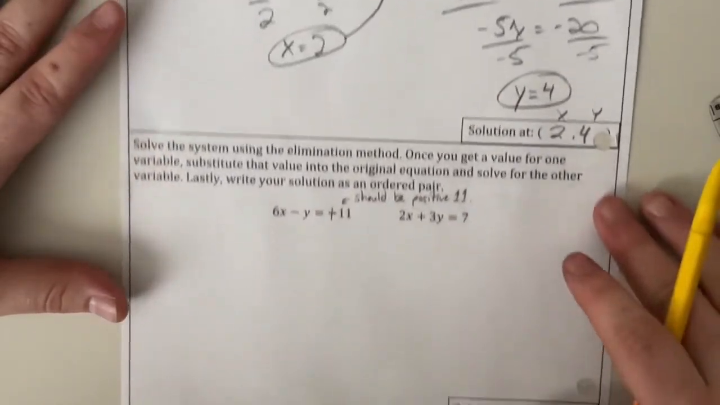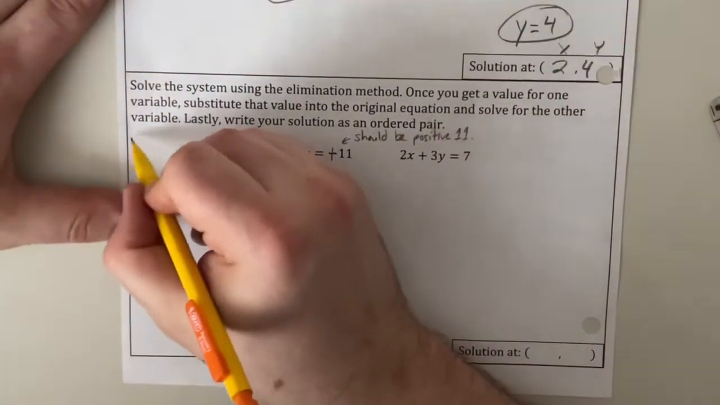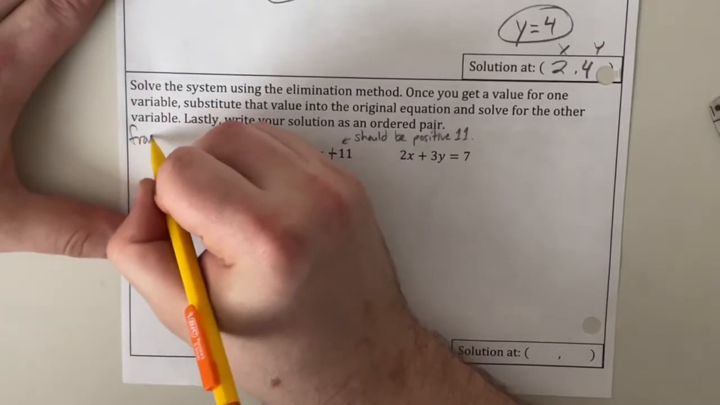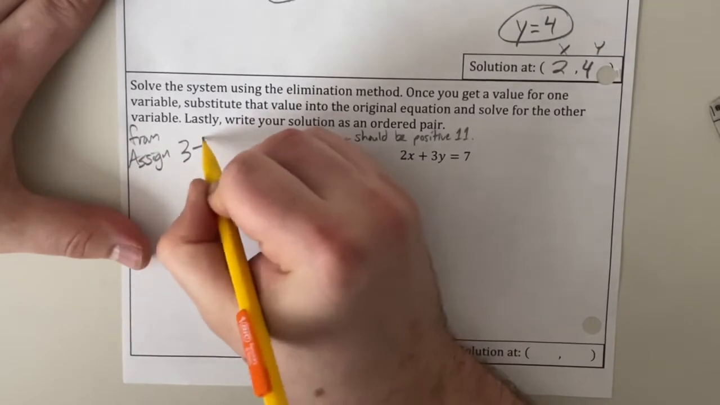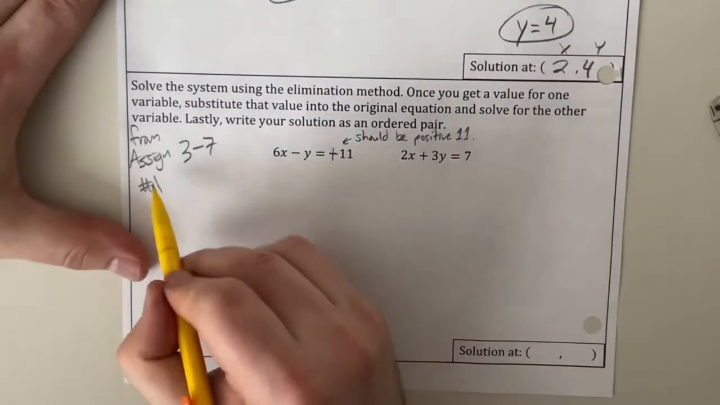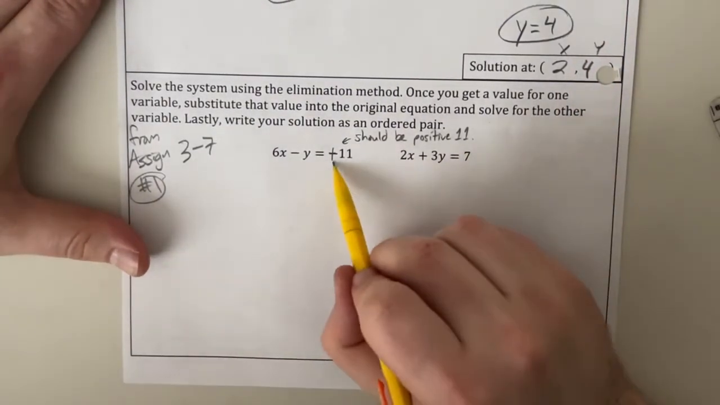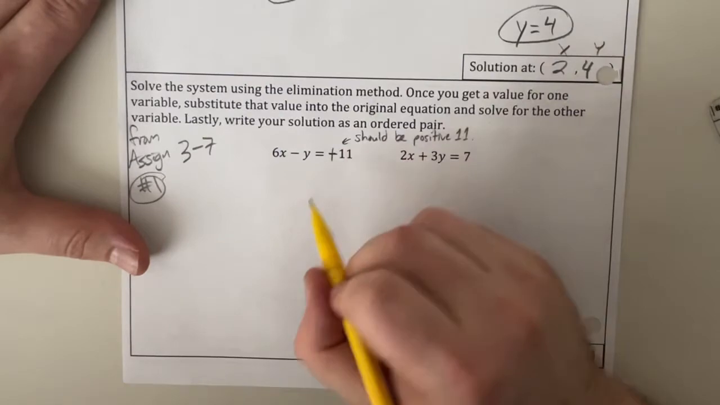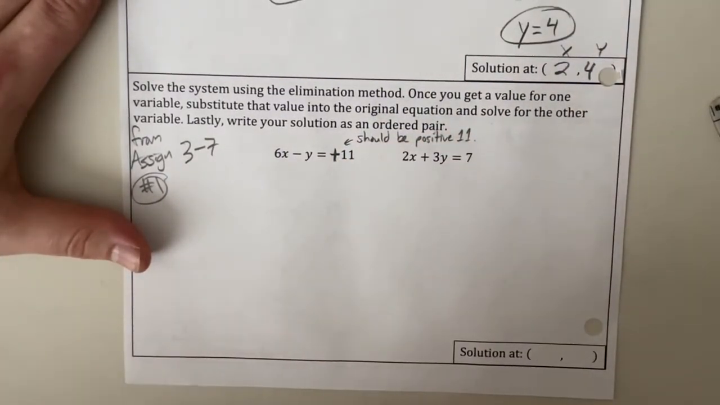All right, and for the last one, this was from assignment 3-7, number 1. And it should be a positive 11, so make sure if your paper says a -11, it should be positive 11. So a little bit of a typo, but that's okay. You can still set it up carefully.